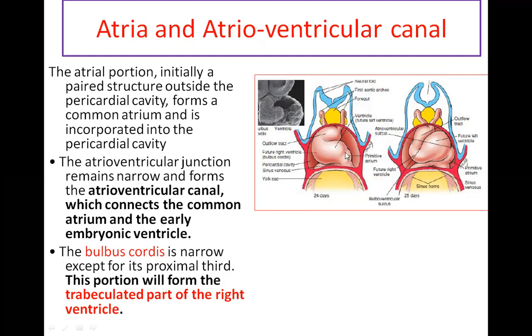So the atrioventricular junction remains narrow and forms the atrioventricular canal, which connects the common atrium and the early embryonic ventricle. Now the bulbus cordis is narrow except the proximal third. This one is the proximal third. Okay. This portion will form the trabeculated part of the right ventricle. So the proximal portion of the bulbus cordis will form the trabeculated part of the right ventricle. The primitive ventricle is going to give rise to the left ventricle.